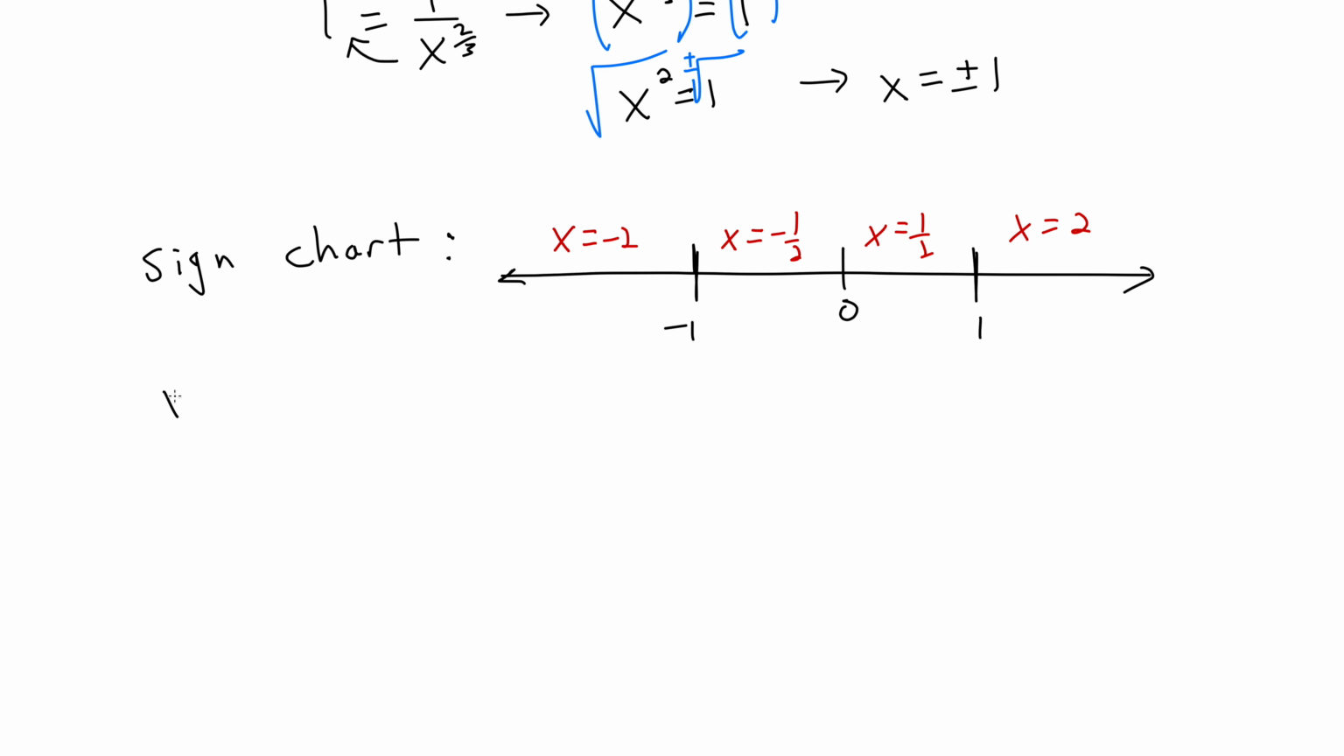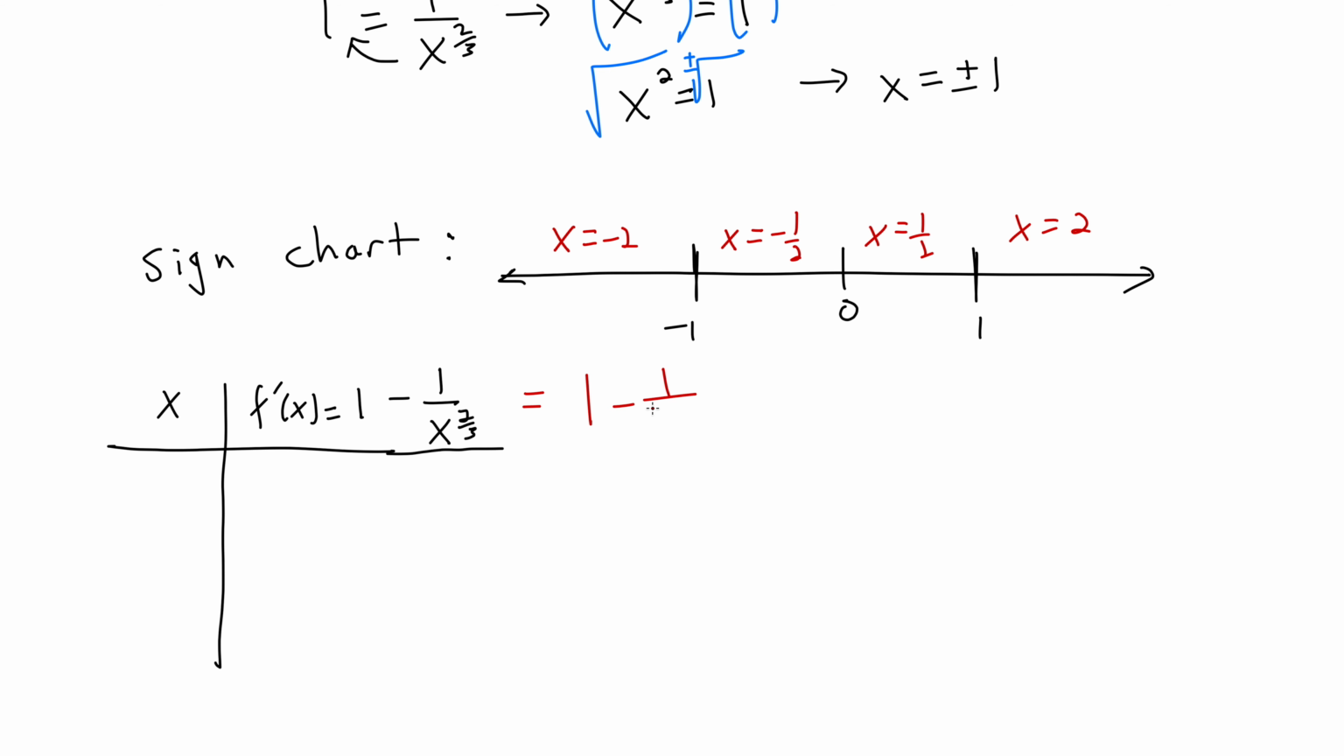Okay, so let's test out these values. I like to set up a little table like this. X, and we include our derivative, f prime of x equals 1 minus 1 over x to the 2/3 power. Okay, so we'll test that out. If you don't like this 2/3 notation, you can always write this as 1 minus 1 over cubed root of x squared. It's the same thing.